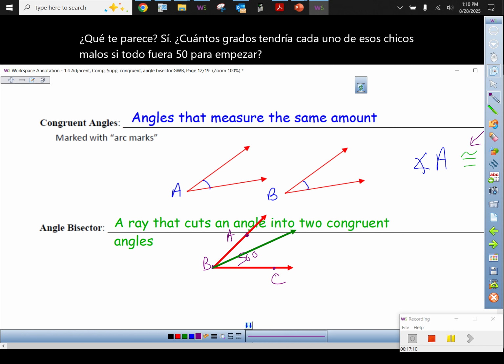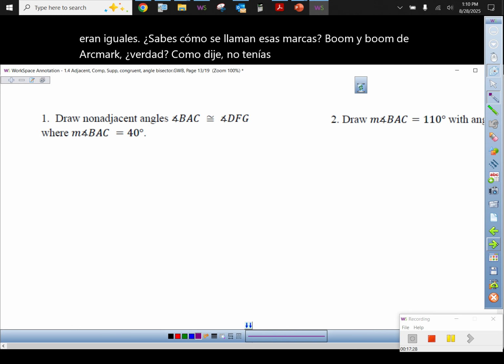There's a way for me to not have to write the 25 and 25. Sorry that the fire drill kind of interrupted us right there, but I could put some sort of marks in the picture to know that they were the same. Do you know what those marks are called? Arc marks. Like I said, you didn't have to have that picture, but let's do some problems together.